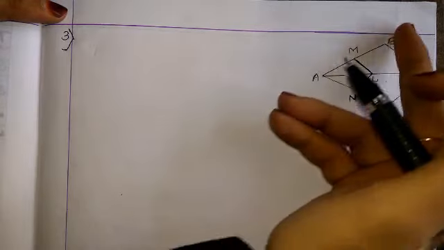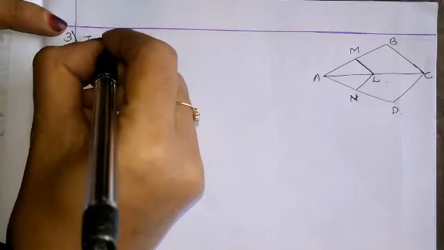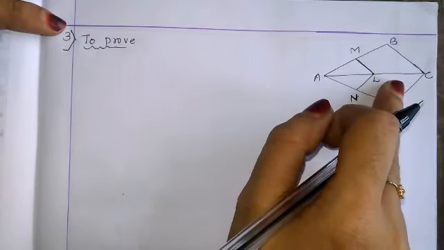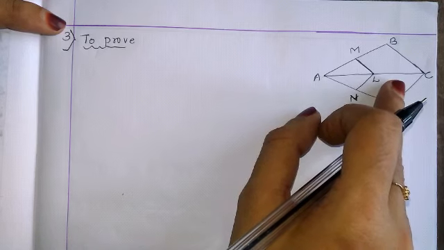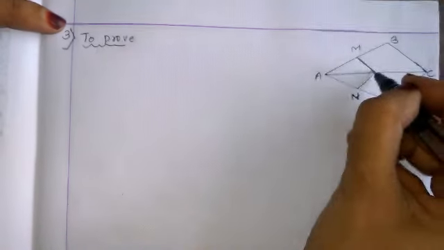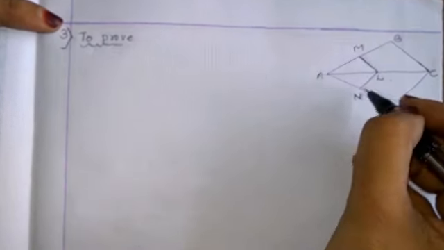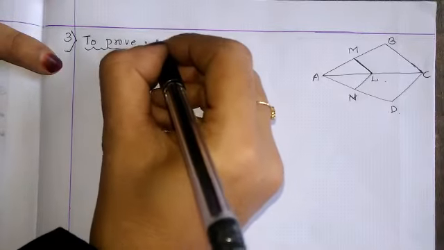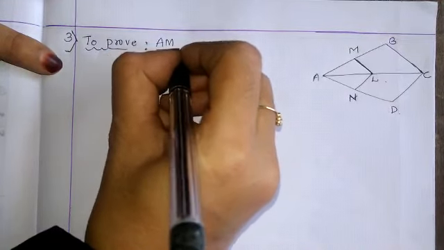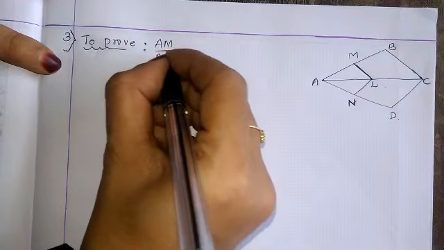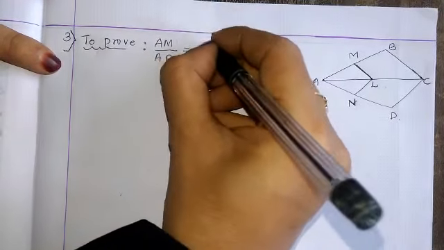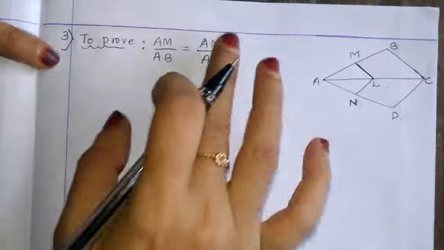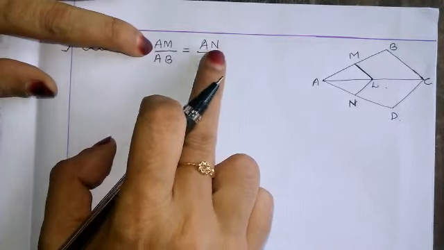I'll write what they have given. Given, it is there in the figure: LM parallel to BC and LN parallel to CD. Now to prove what they have told, AM upon AB is equal to AN upon AD. That is very important. Our focus should be on what to prove, because we have to bring out this answer, right?